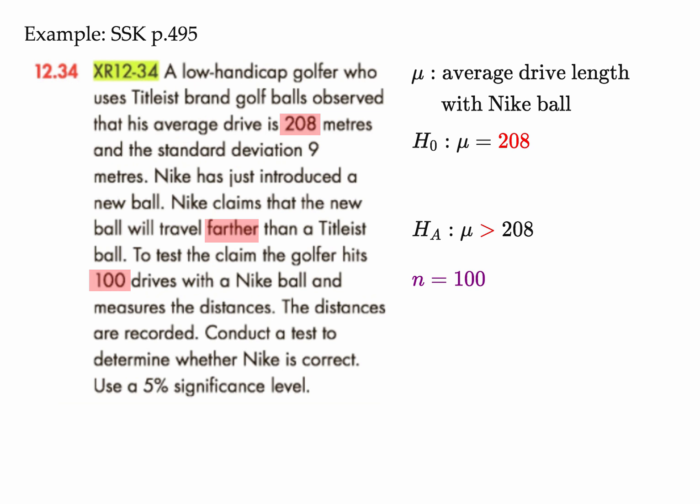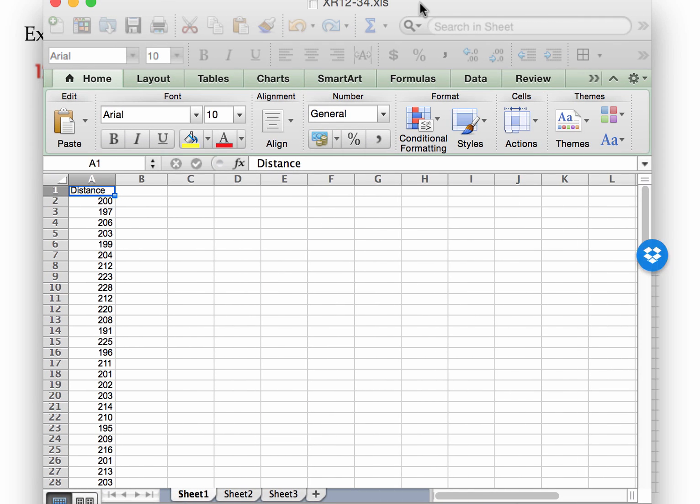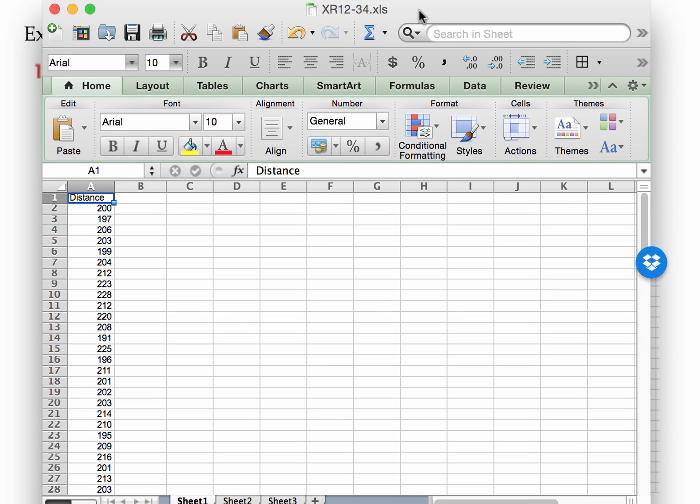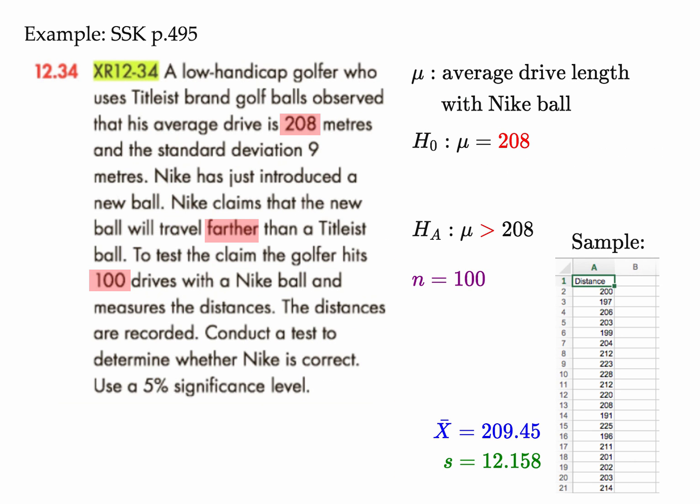Now, in the spreadsheet, here we go. So this is the spreadsheet of the data associated with this question. So these are all the drives. There's going to be 100 of these, right? So basically 100 drives have been hit, the distances have been measured and recorded, and we've come up with all of those numbers there. So they're the 100 drives that are being referred to in the question.